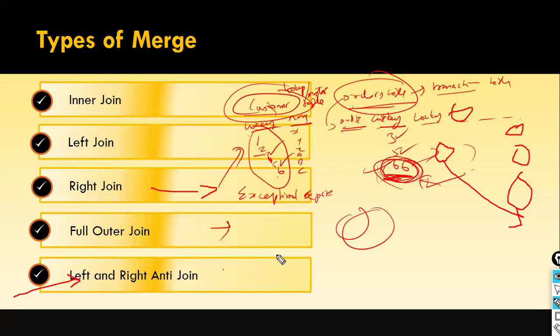Next one is the left and right anti-join. This one I explained to you. So now you tell me, when exactly can you use left anti-join, and in what kind of scenario can you use right anti-join?